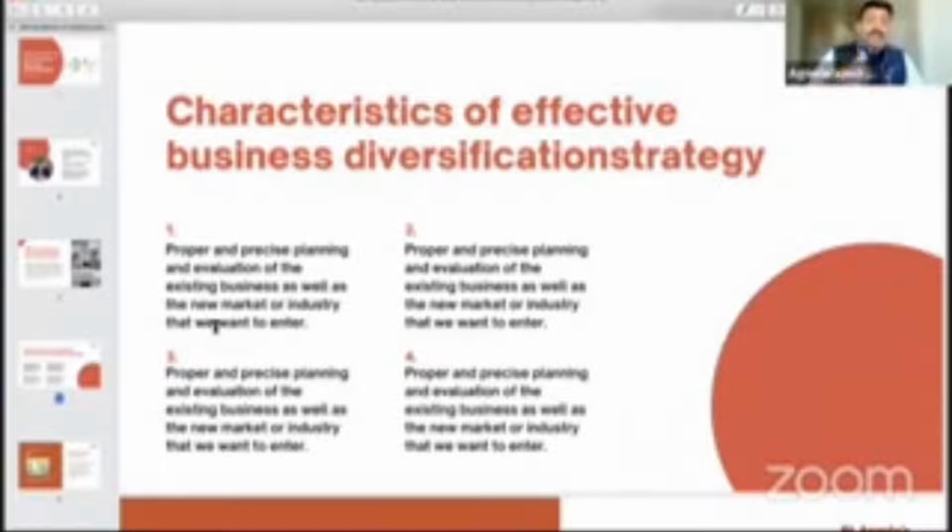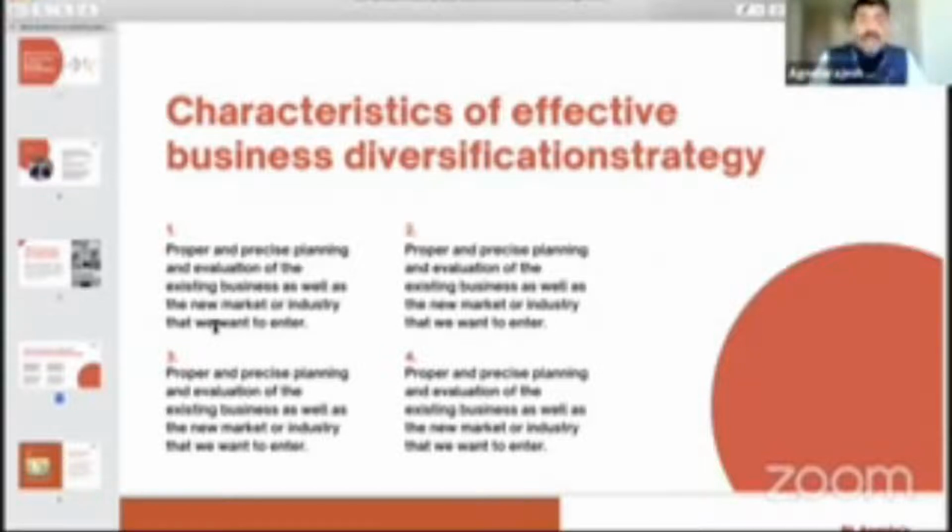Friends, the characteristics of an effective business diversification strategy are critical to understand. Point number one that I would like to make is that we need proper and precise planning and evaluation of the existing business as well as the new market or industry that we want to enter. Remember, you need to leverage your existing setup. So you need to be aware of your strengths, your weaknesses, your opportunities, and your threats.